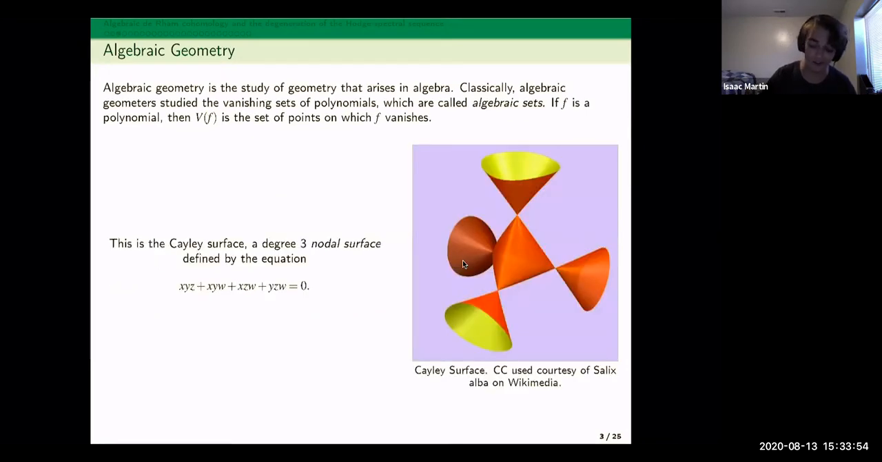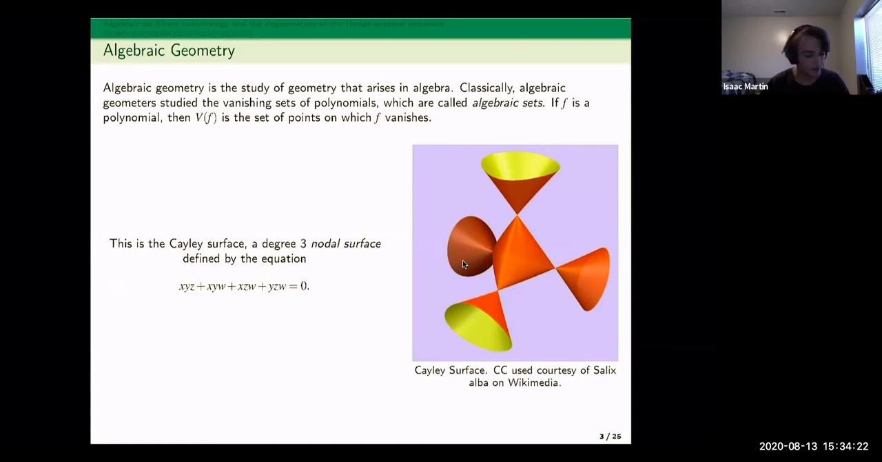Perhaps more exotically, this is something called the Cayley surface. It's an algebraic set. It's the vanishing set of this polynomial, and we care about it because it's something called a degree 3 nodal surface. Now, I don't know much about the Cayley surface in particular, but the reason I want to include this is it makes it, at least to me, more obvious looking at this picture that algebraic sets come equipped with a lot of topological data.